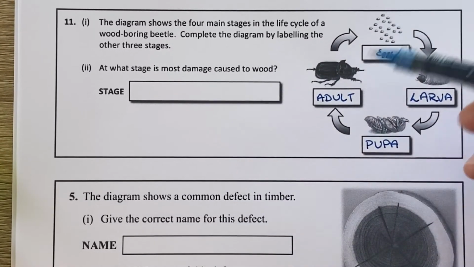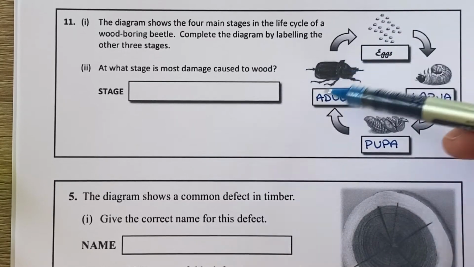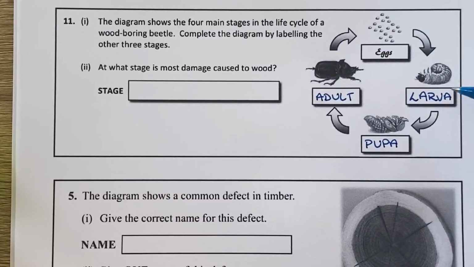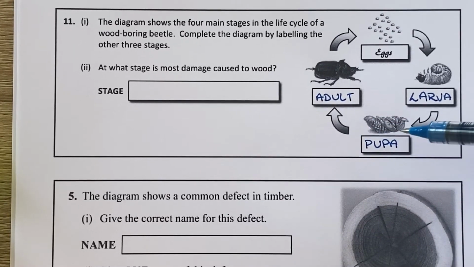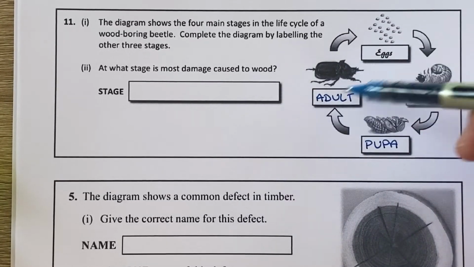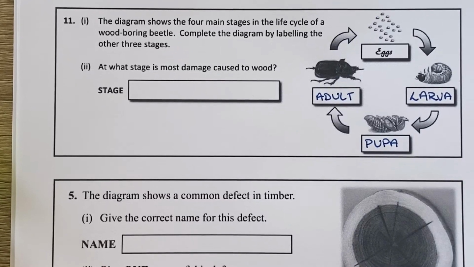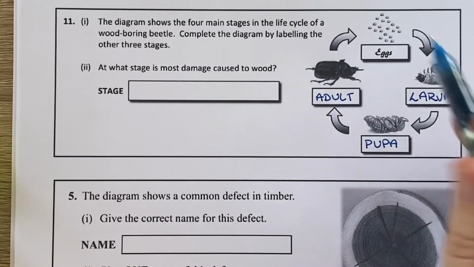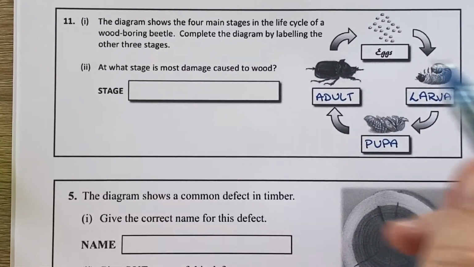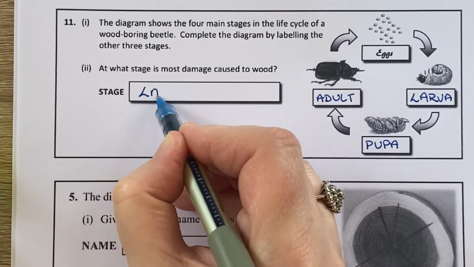And then the cycle continues because the adult lays the eggs, which turn into larvae, which turn into pupa. At the larva stage, they're eating in order to turn into pupa. At the pupa stage, they're sleeping in order to turn into adults. And it asks at what stage most damage is caused to wood. If you'd listened to what I was saying, you would have realised it's when they are the larvae.